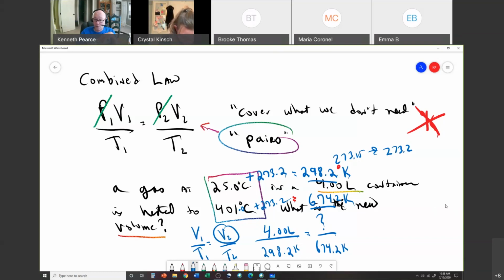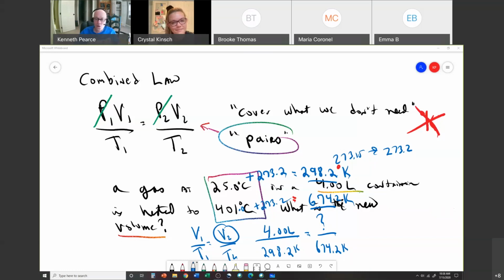Or we can use what most folks do. I have found over the years I have no trouble with just going ahead and solving for it. I mean, that's what I do. I'm just going to solve for V2, and then I'll plug. But it seems like, at least in Eastern North Carolina, everybody likes to do something called cross multiplication. Y'all know what cross multiplication is, right?